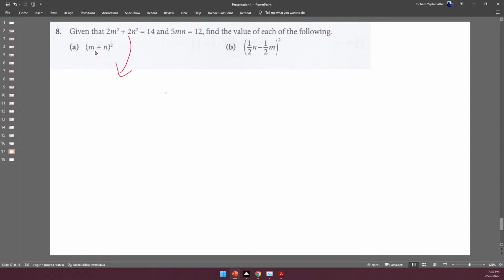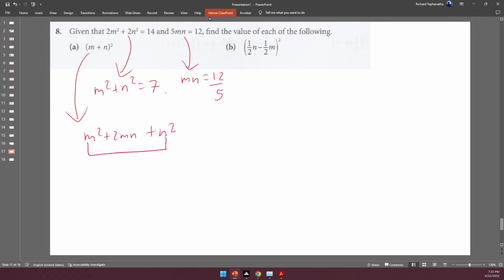So it will be m squared plus n squared equal to 7. This one will be mn equal to 12 over 5. The first expression, m plus n squared, is m squared plus 2mn plus n squared. These two we already have, so 7. 2mn is 2 multiplied by 12 over 5, and then it will be 24 over 5. If you want to count, you may, or you can leave it in decimal.